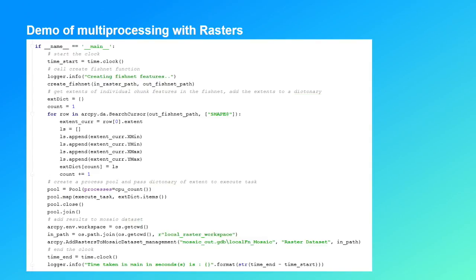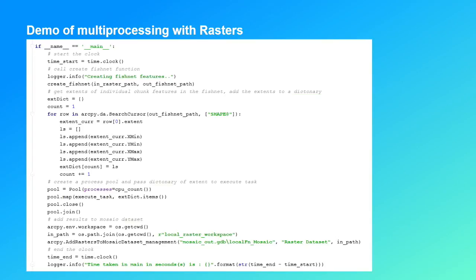The reason why at this stage I'm not directly passing, say, a raster or the fishnet feature itself is because these geoprocessing objects are not picklable. What this means is that you may not pass these objects from a master process to a child process across the wire. And in order to work with picklable types, I'm using a dictionary.